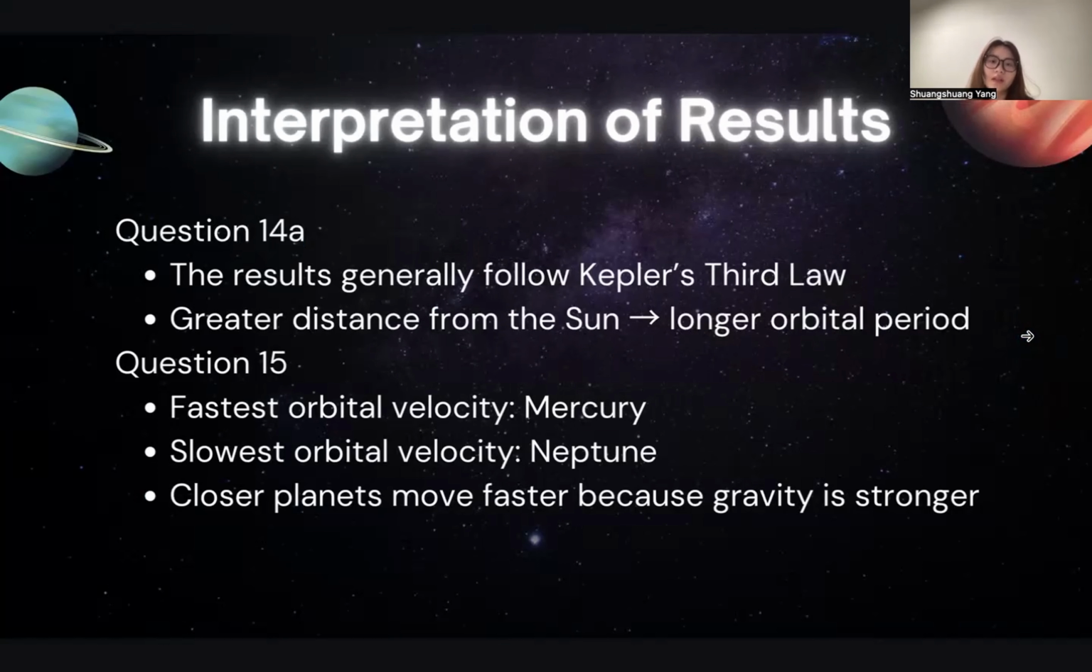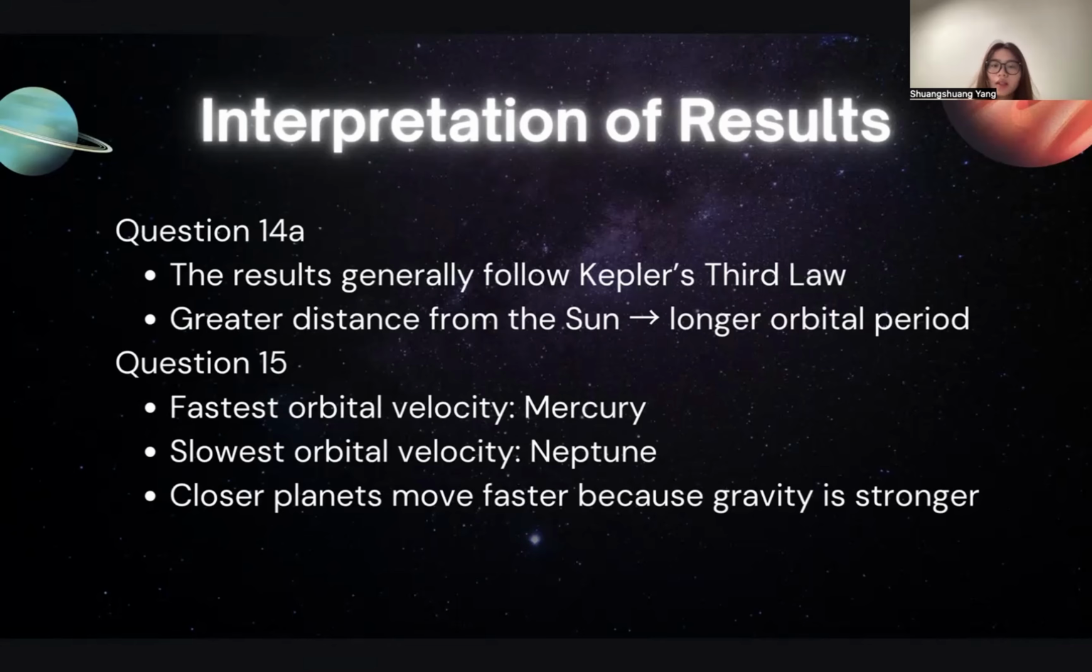In my view, this result still follows Kepler's law. The overall pattern is that as the distance from the Sun increased, the orbital period also increased. The closest orbit at 0.5 AU only took 97 days, while the farthest one took 988 days.